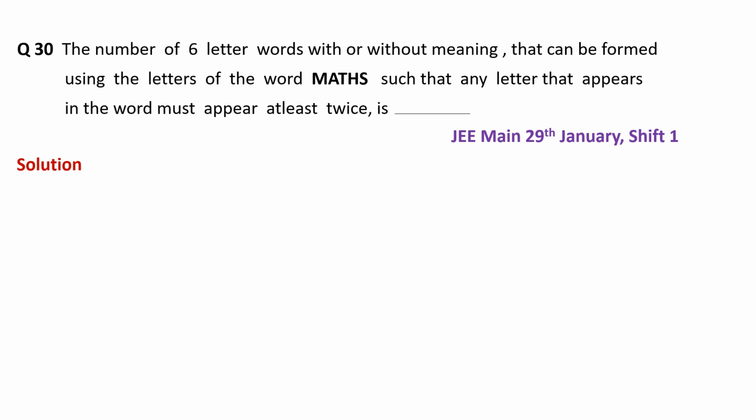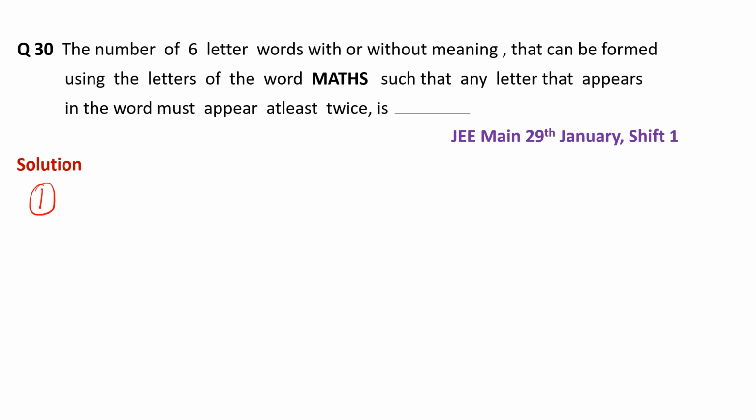Now students, in this question we have to find the total number of 6-letter words with or without meaning that can be formed by using the letters of the word maths, and the condition is that any letter that appears in the word must appear at least twice. That means any letter of the word must appear exactly 2 number of times or more than 2 number of times. Now students, we will list all the possible cases.